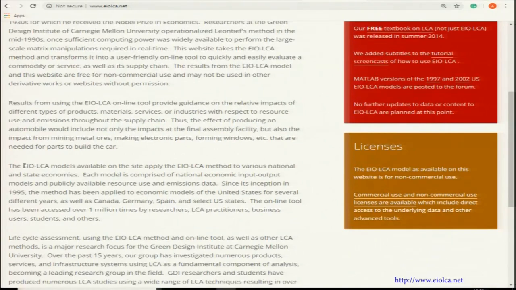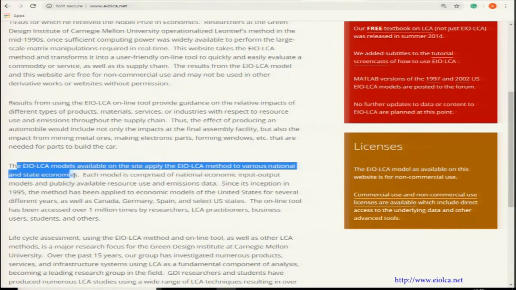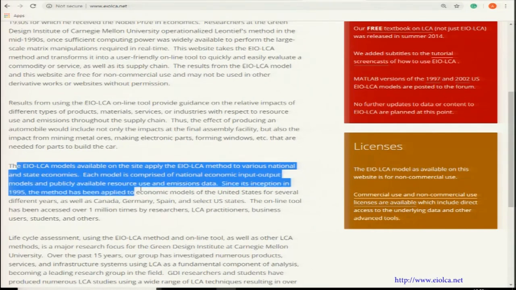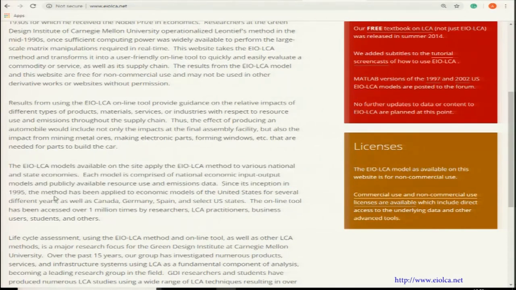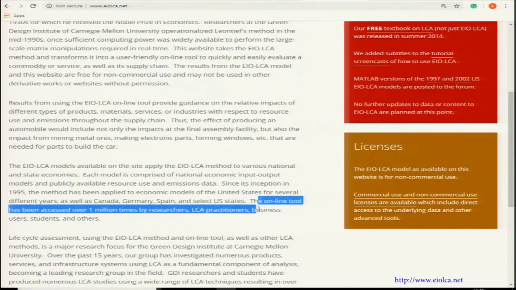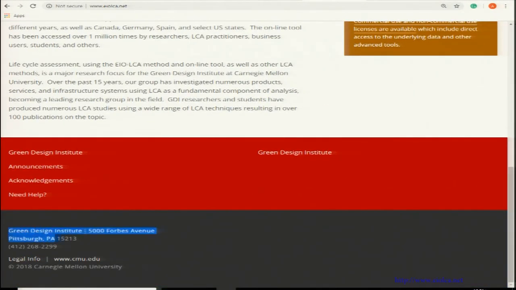So these EIO-LCA models available on the site may apply the EIO-LCA method to various national and state economies. Each model is comprised of national economic input-output models and publicly available resource use and emissions data. Since its inception in 1995, the method has been applied to economic models in the United States, and now countries like Canada, Germany, Spain, and select US states have provided the data, and the online tool has been accessed over 1 million times by researchers, LCA practitioners, business users, students and others. So there is information on that. It is designed by the Green Design Institute, Carnegie Mellon University.